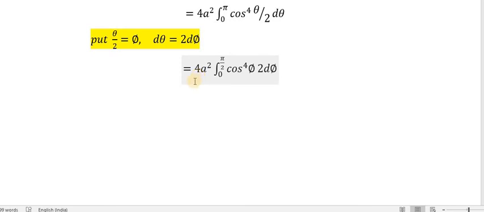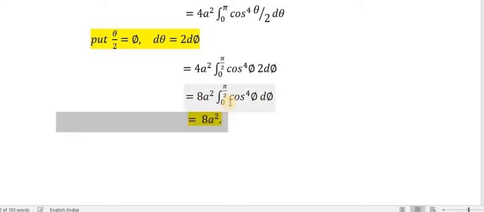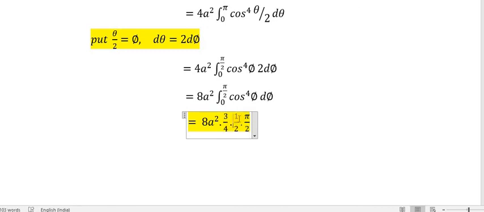So we get this as 8a square and integral cos to the power of 4 phi d phi. Standard reduction formula we can use here. So 8a square and integral of 0 to pi by 2 cos to the power of 4. Cos to the power of 4 is the even number, so 4 in the denominator. So 4 into 2 you will get in the denominator, and numerator 3 into 1, and since it is an even number, multiply by pi by 2.